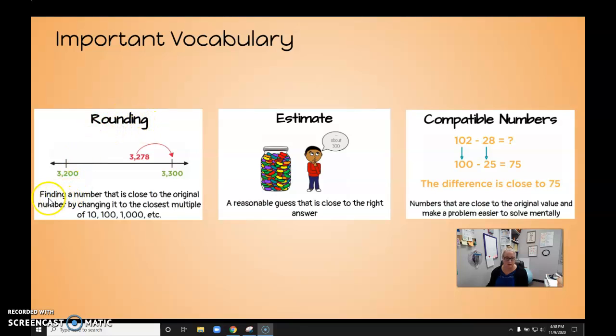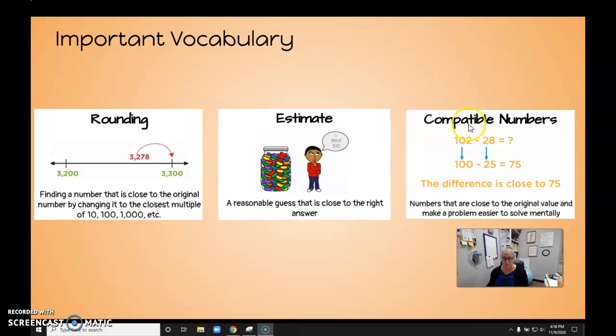Our important vocabulary that we're going to talk about today is rounding, which we talked about last week. And remember, when we round, we're finding a number that is close to the original number by changing it to the closest multiple of 10, 100, 1000, whatever the problem's asking us to do. The next word is estimate. When we estimate, it is a reasonable guess that is close to the right answer.